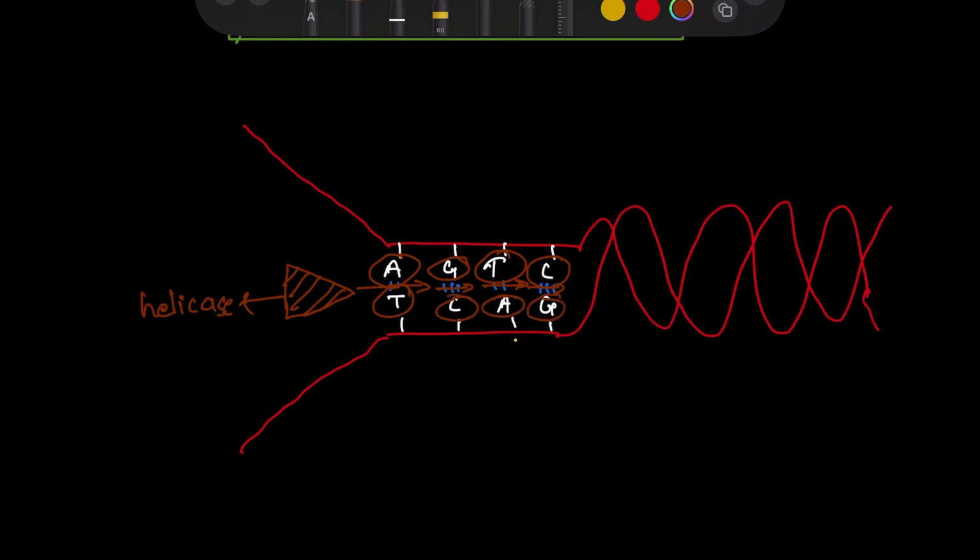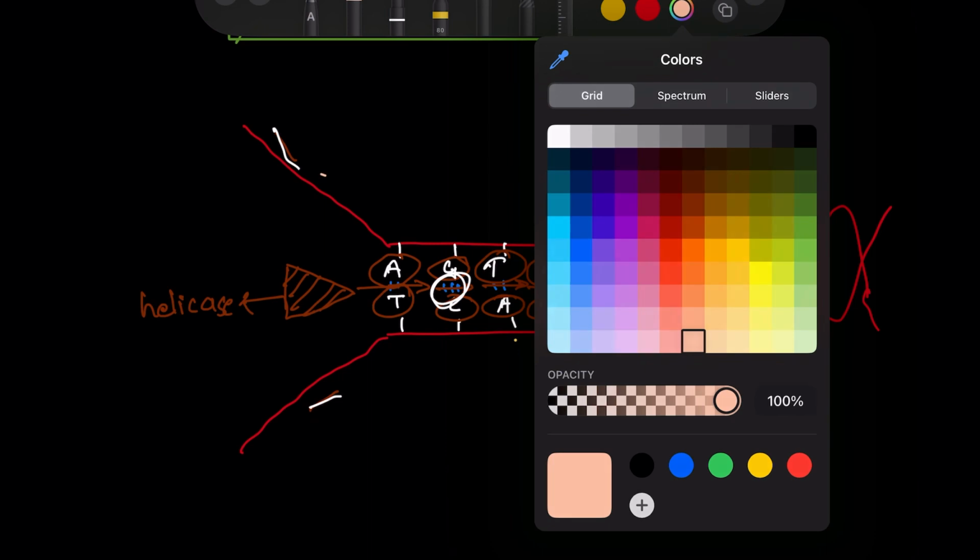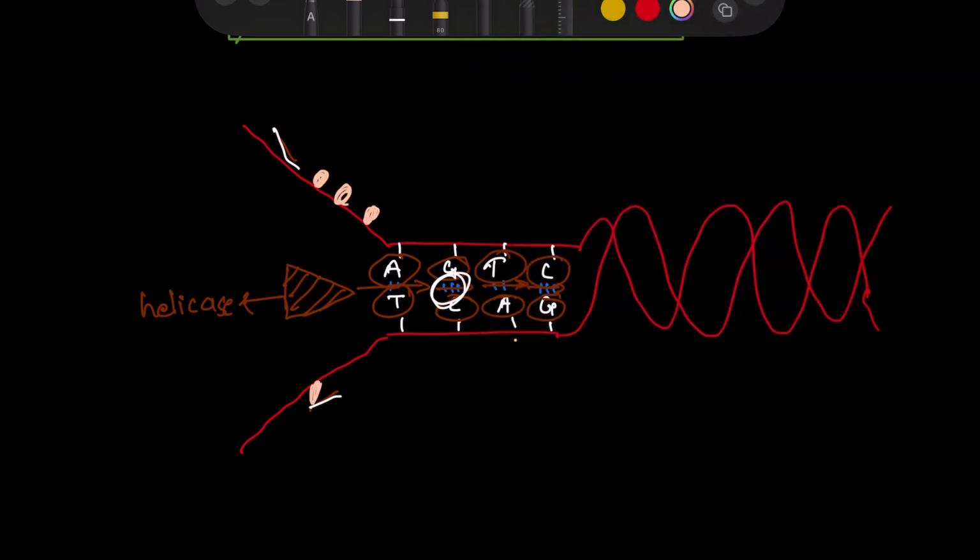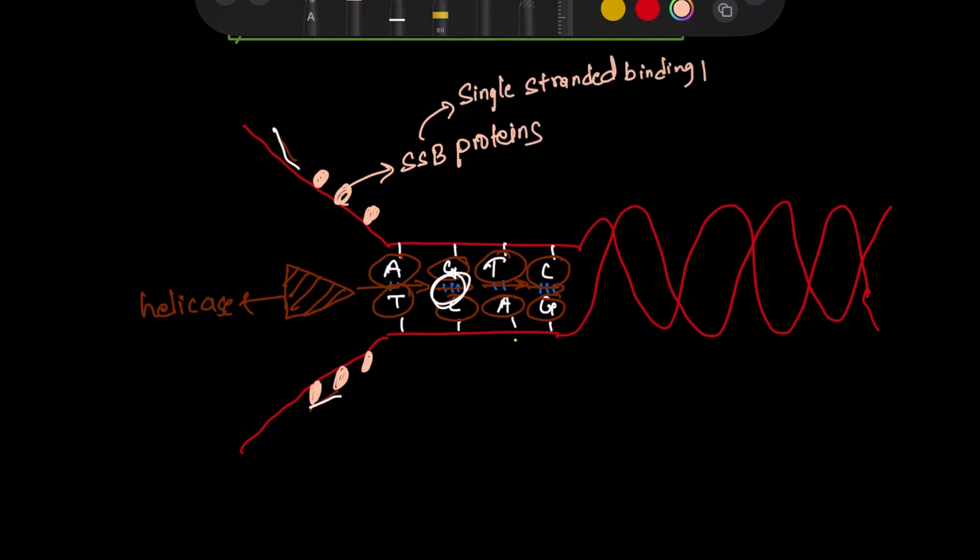Now, as these DNA strands keep on opening, they have the tendency to reattach to each other by forming hydrogen bonds again, right? So there is another protein, which I mentioned before, known as the SSB proteins, on both the sides. What does SSB mean? It means single stranded binding protein. So this will help to prevent the formation of bonds again.